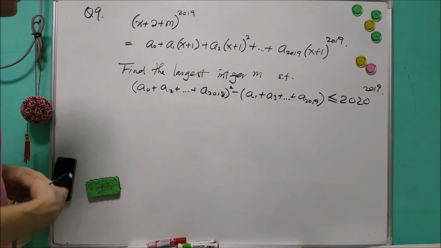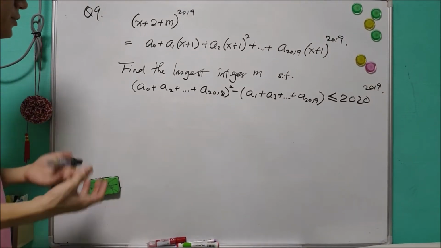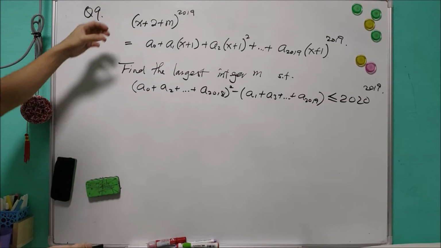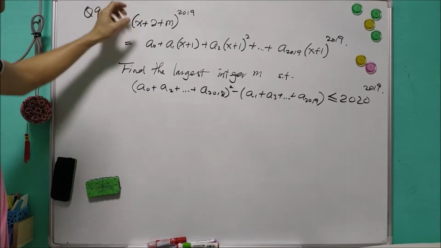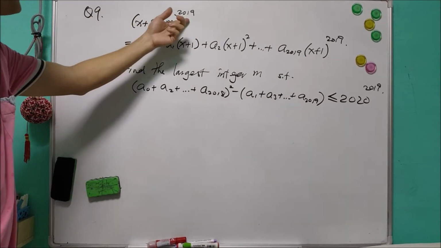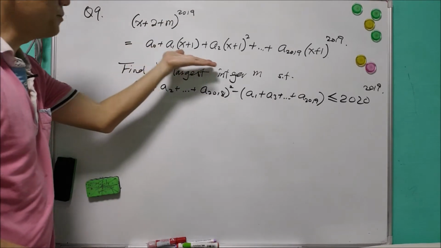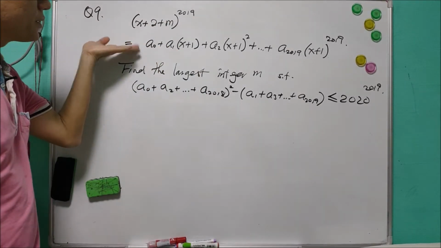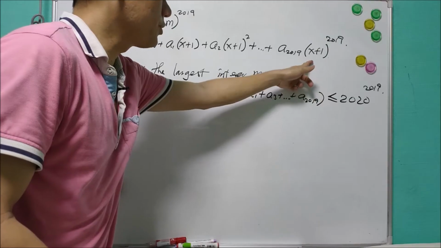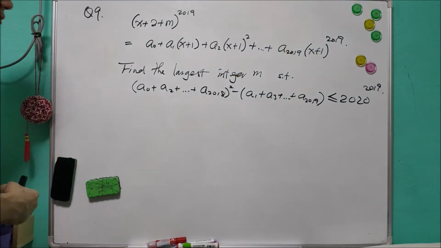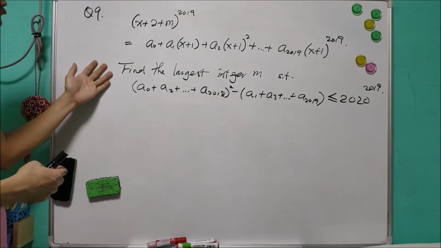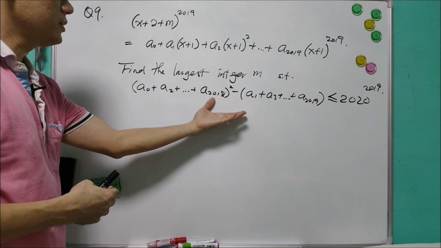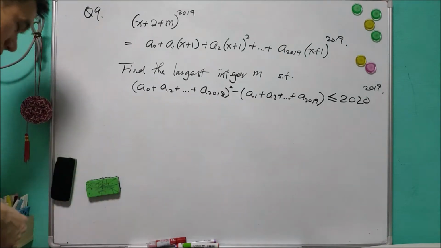This is question 9. It is regarding a polynomial. Given that the expansion of (x + 2 + m) to the power of 2019 can be written in this form, it is a polynomial in x + 1 with the degree 2019. If so, find the largest integer m such that this inequality holds.